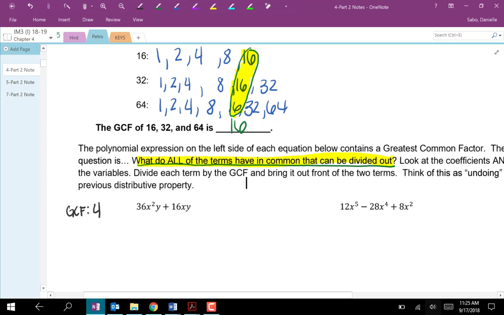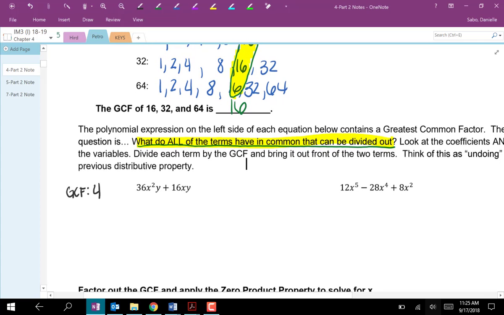Okay, now let's talk about the variables. You've got to look at each one. We have x squared and x. If this one has 2 x's and this one has 1 x, what's the max amount I can take out and it'd be okay? One of them. So x, and then the y as well. So that's our GCF, 4xy.